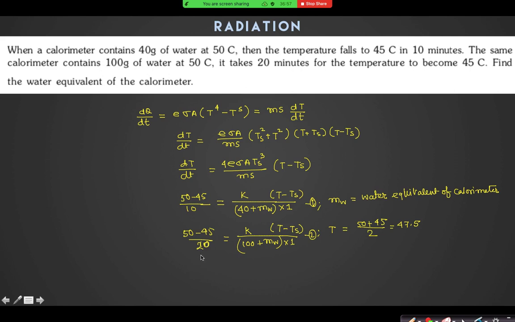Then I can just divide 1 by 2. Then I will say 2 is equal to this divided by this. 2 equal to 100 plus mw divided by 40 plus mw, right? So 80 plus 2 mw is equal to 100 plus mw. So mw is equal to 20 gram. That should be your answer. That water equivalent of the calorimeter is 20 gram.